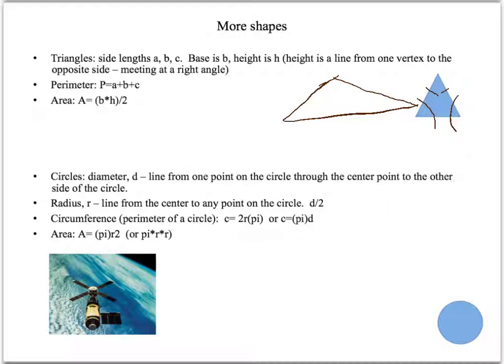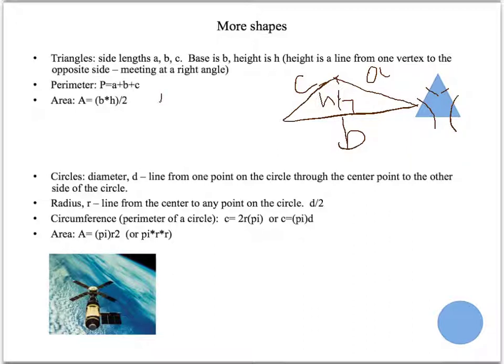So I've got 3 side lengths: A, B, and C. I also have this imaginary line going from one vertex to B, when B is my base. This line meets the base at a right angle, and that's called H, or my height. To find the perimeter, I just add A and B and C together. To find my area, I multiply my base times my height and divide that by 2.